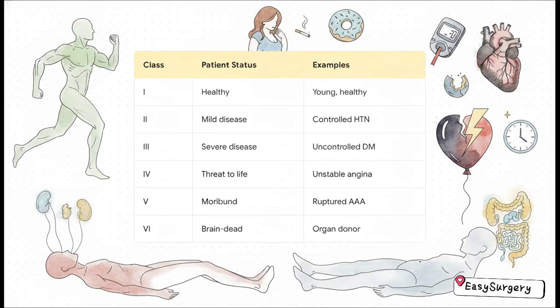ASA 3 steps it up a notch to severe systemic disease with significant functional limitation, so poorly controlled diabetes or a previous myocardial infarction. ASA 4, that represents severe systemic disease that's an actual constant threat to life, like unstable angina or decompensated heart failure. ASA 5 is the moribund patient. They really aren't expected to survive without the surgery. A ruptured abdominal aortic aneurysm is a classic example here. And lastly, ASA 6 is reserved strictly for a brain-dead patient undergoing organ donation.